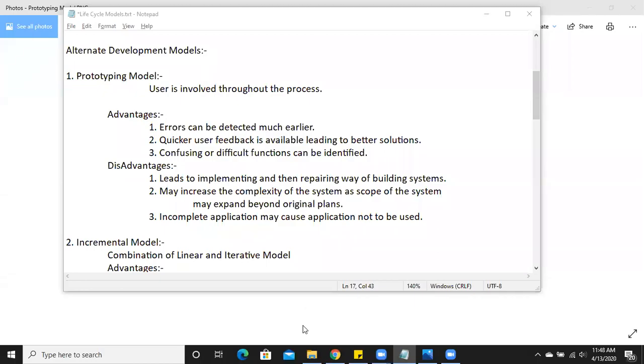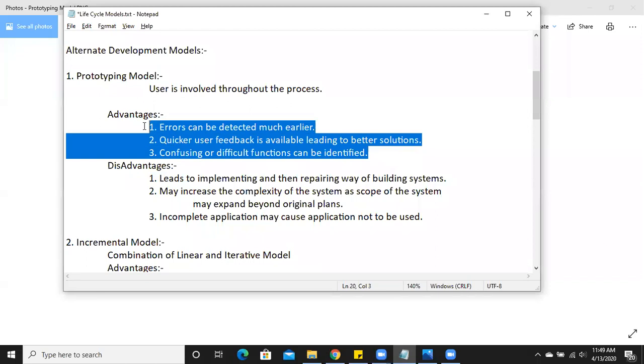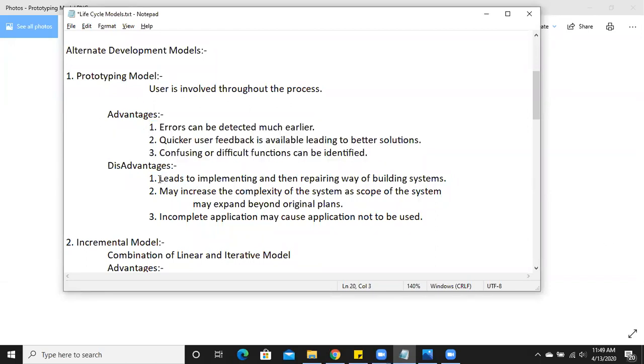So yes guys, we were discussing the prototyping model, right? What are the advantages we have discussed so far? What are the disadvantages? We are discussing the disadvantages, right? It may lead to an implement-and-repair way. We have discussed this one. It may increase the complexity, as the original plan was something else, and it may go beyond the original plans.